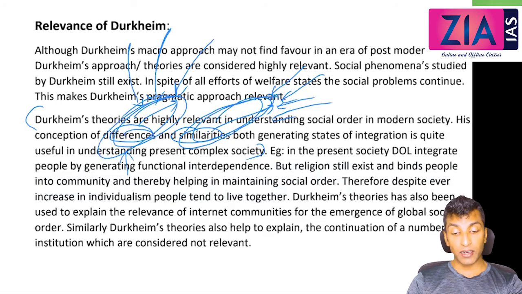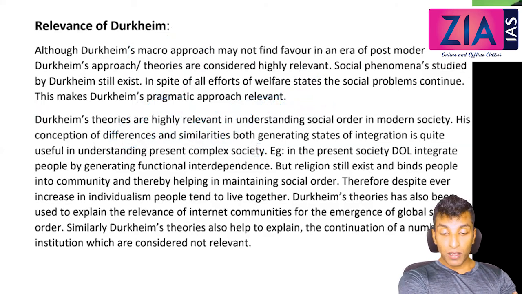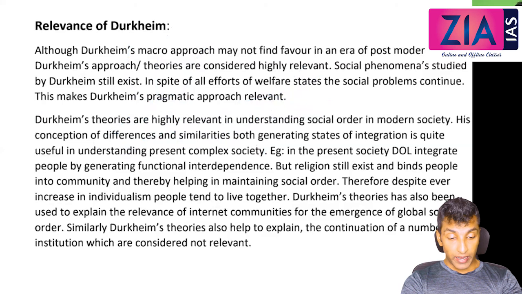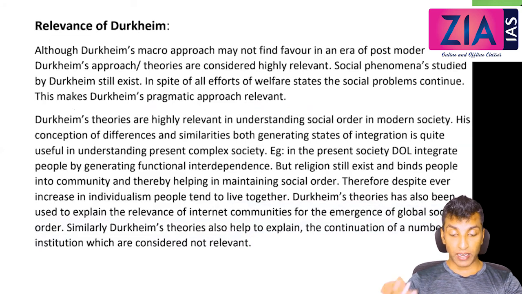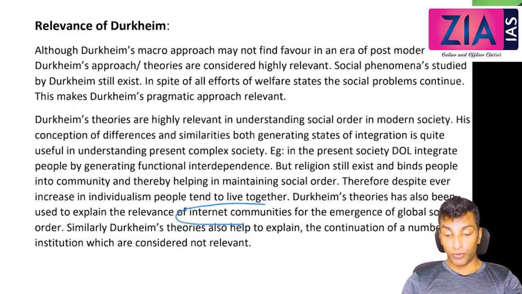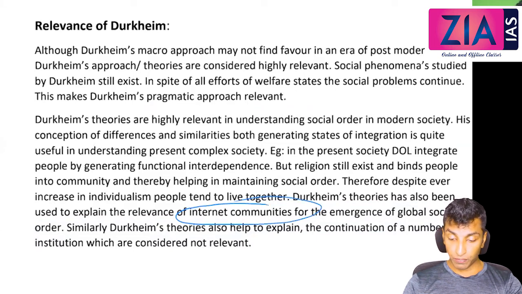We seek in others what we lack in ourselves, and associations are formed wherever there is a true exchange of services. For example, in the present society, division of labor integrates people by generating functional interdependence. But religion still exists and binds people into community, thereby helping in maintaining social order. Therefore, despite ever increasing individualism, people tend to live together. Durkheim's theories have also been used to explain the relevance of internet communities for the emergence of global social order. Similarly, Durkheim's theories also help to explain the continuation of a number of institutions which are considered not relevant.